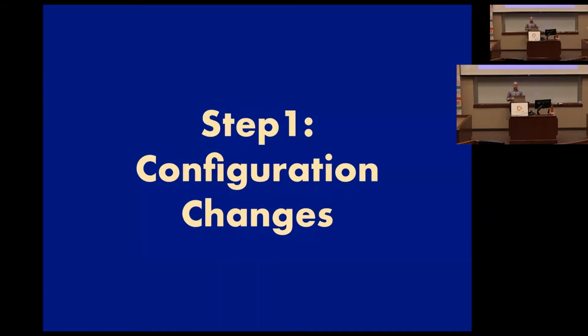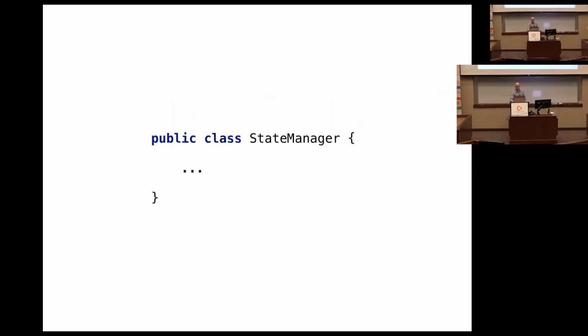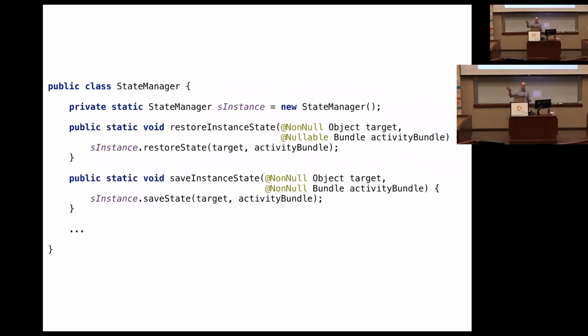So the first thing we're going to do is deal with the case of configuration changes. All right, so our StateManager class, I just have to do some due diligence to set that up. Yes, it's kind of like a singleton. We're just going to make this singleton instance, and our two public static methods are going to call through to that. But really what we're interested in is building out these save and restore methods.